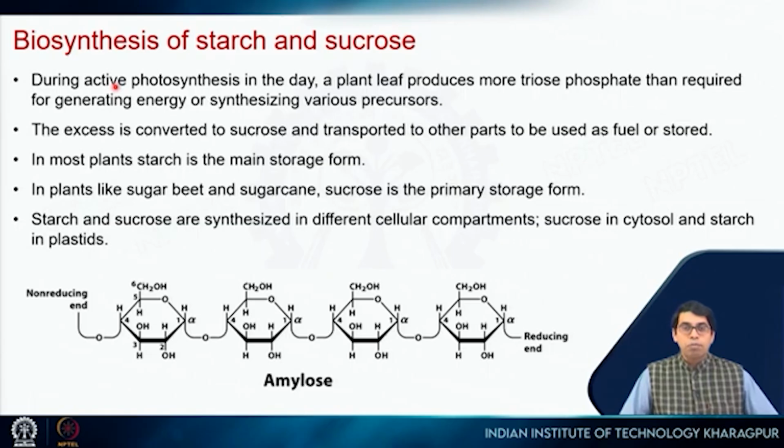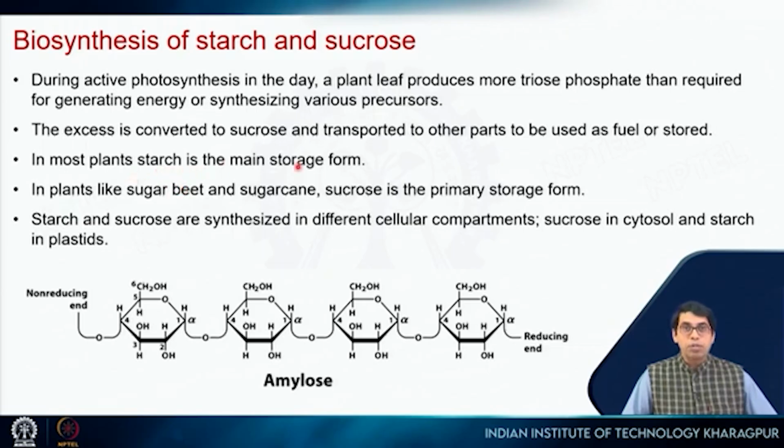Okay, so the last part that we will see is the biosynthesis of starch. During active photosynthesis in the day, a plant leaf produces more triose phosphate, which is glyceraldehyde 3-phosphate, than it requires for generating energy or producing other biosynthetic pathway materials, right? So the excess molecules are converted to sucrose and transported to other parts of the plant to be stored or used as fuel, and another part is stored as starch.